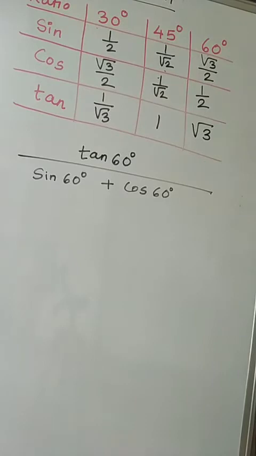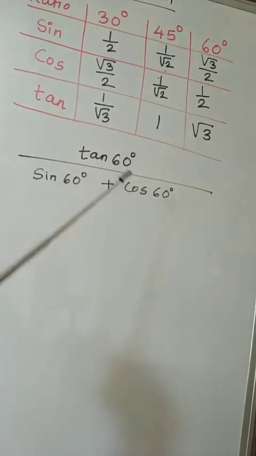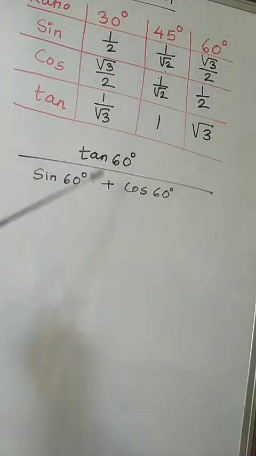Next sum, tan 60 degrees upon sin 60 degrees plus cos 60 degrees. All angles are 60 degrees. So someone who framed this question, I think, likes the 60 degrees angle. You too can frame sums like this and get the answers. So anyway, look at this and do not fear, because it is a numerator and denominator. We'll go ahead with this sum.